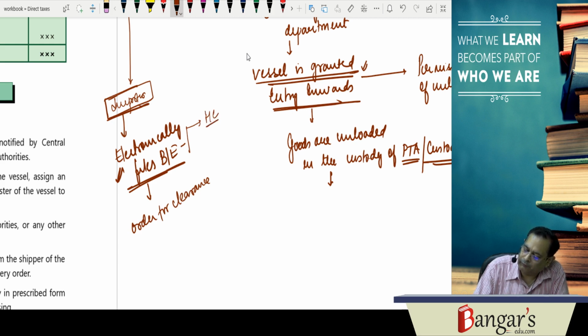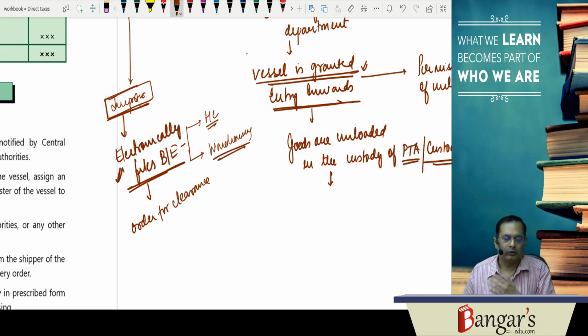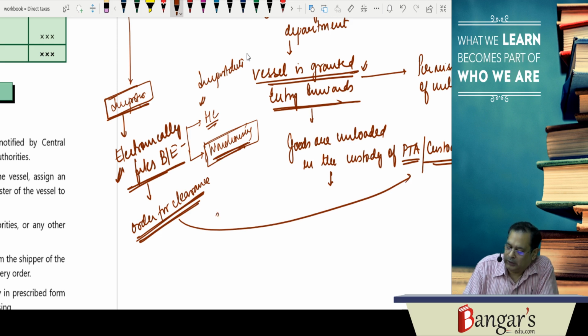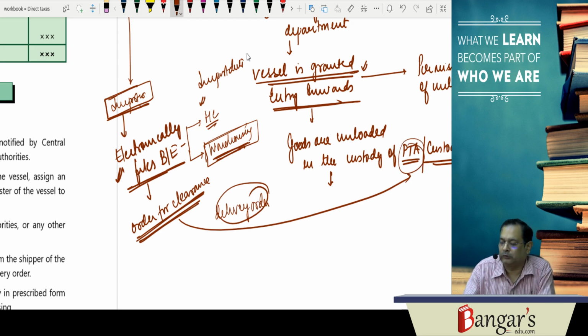This bill of entry can be for home consumption, or it can be for warehousing. If he wants to clear the goods from the port, he has to present a bill of entry for home consumption. If he wants to deposit the goods in a warehouse, he has to present the bill of entry for warehousing. Now the import duty is assessed. In case of home consumption, the import duty is deposited and they give you the order. Along with the delivery order and this order, they go to the port trust authorities and the custodians, and they get the delivery of the goods.